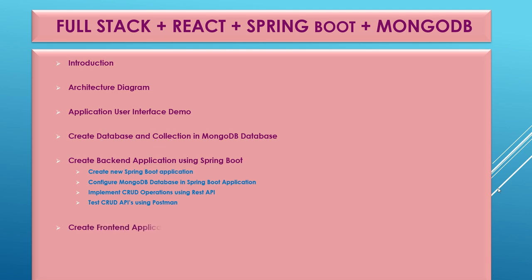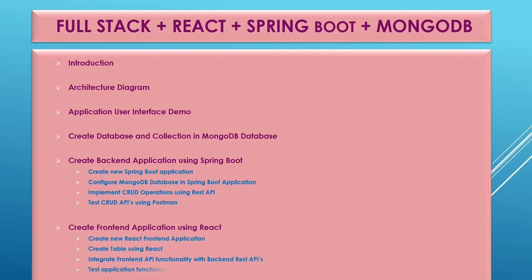On the front-end side, we are going to create a new front-end application using React.js. Next, we are going to create a table using the React table library. Next, we are going to integrate front-end API functionality with backend REST APIs. And finally, we will test our application functionality end-to-end through the UI in the browser.